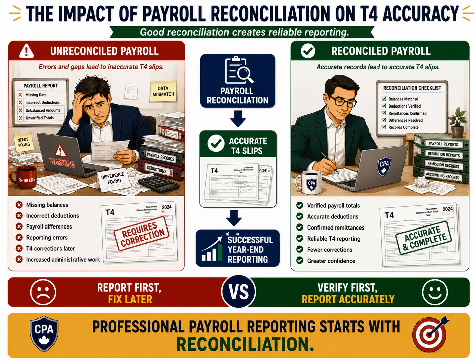In the center of the slide, we see the progression that professionals follow. Payroll reconciliation leads to accurate T4 slips. Accurate T4 slips lead to successful year-end reporting. This sequence is important because it highlights the relationship between preparation and reporting. Accurate reporting is not achieved by chance. It is achieved through verification.